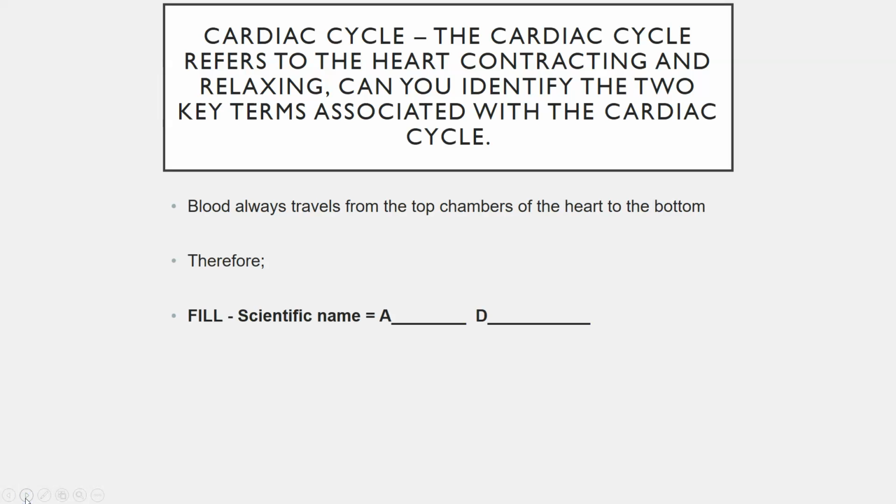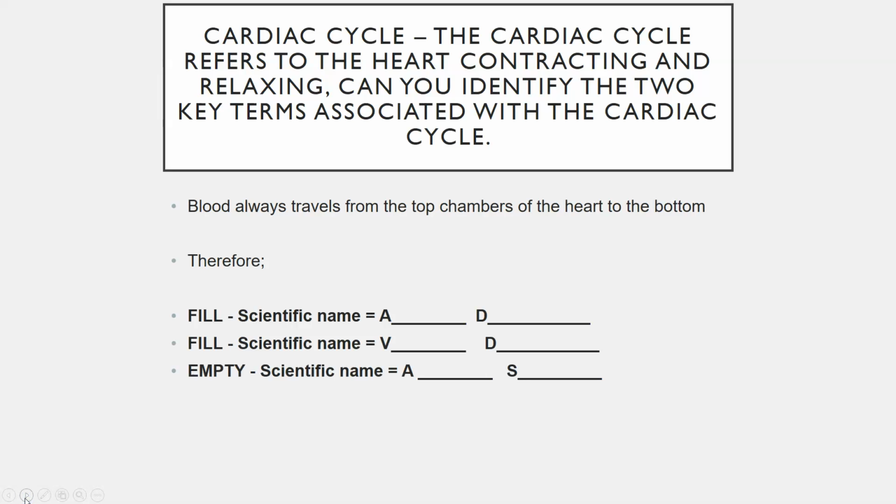So, we have two key terms, but we actually come across them both at different times, twice. So we've got four altogether: AD, VD, AS, VS. Diastole is the scientific name for filling. So when the heart is relaxed and filling with blood, we've got atrial diastole. Then remember, during atrial diastole, blood passively drips into the ventricles, which causes ventricular diastole.